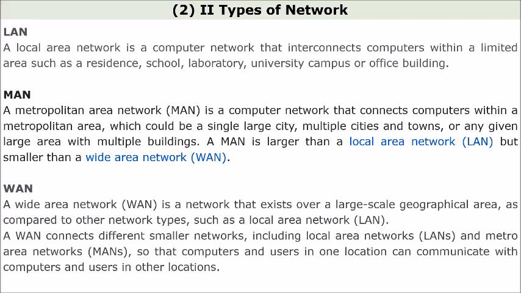Then wide area network means it is very large. It occupies a very large-scale geographical area. If you want to connect one country with another country, this is the suitable network type or network system. Okay, write down these things on your books, write down the answer here.